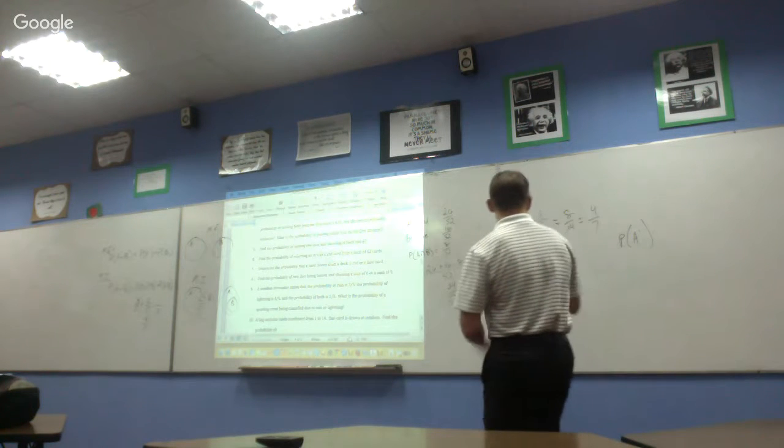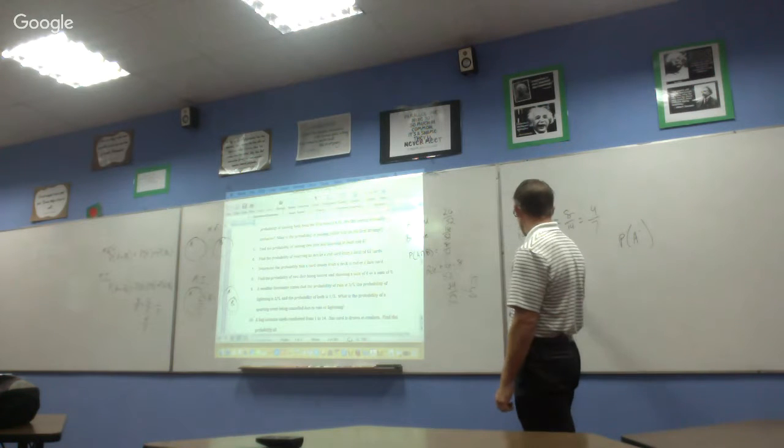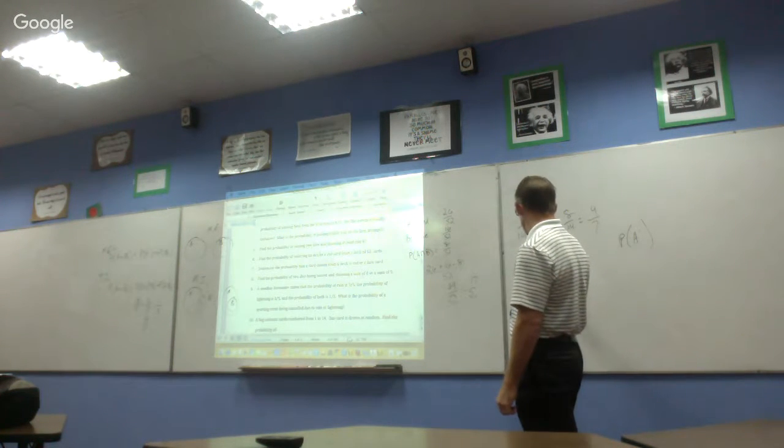Okay, so we could list it. If you get a 1, then you have to get a 5. What happens if you roll a 2 on the first one? You gotta get a 4. What happens if you roll a 3? 3. What happens if you roll a 4? You gotta get a 2. What happens if you roll a 5? You get a 1. Can I roll a 6 on the first one?